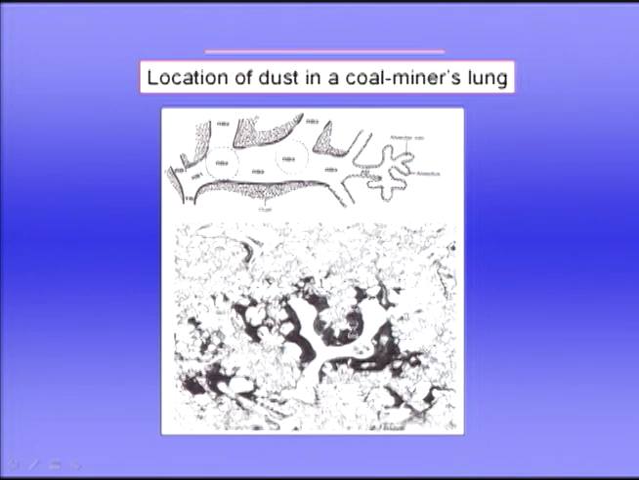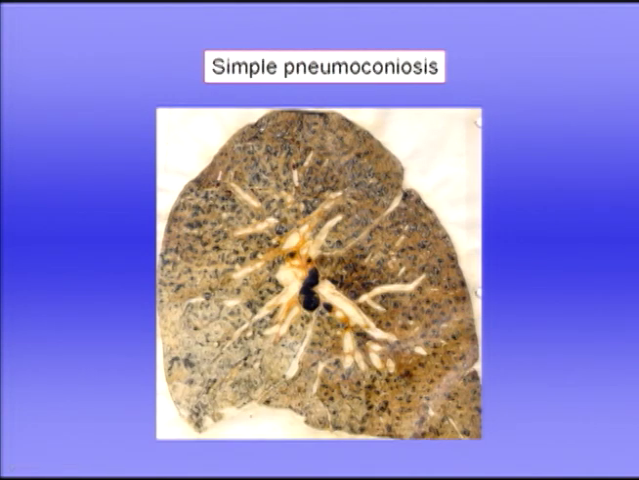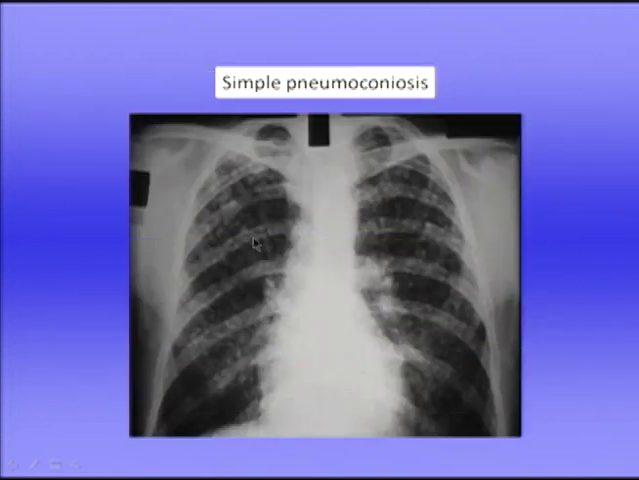But in simple pneumoconiosis, what you see in the lung, this is a nice lung slice, and you can see these multiple black dots throughout the lung here. And these are the little deposits of coal dust that we looked at before. And you can see this on a chest radiograph, although not very easily, but there's a very fine mottling of the radiograph here, which is typical of what we call simple pneumoconiosis.